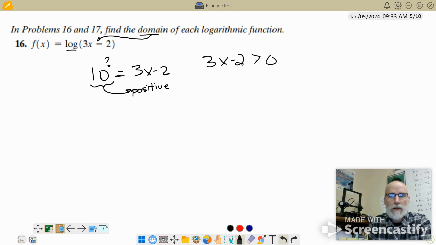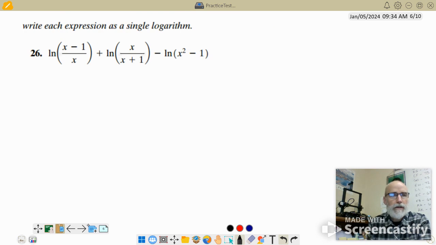That means 3x minus 2 has to be positive. So I move the 2 to the other side by addition, right? And then I divide by 3, and I end up with x has to be greater than 2/3. That's how you do these problems. You say what you're taking the logarithm of has to be positive, and then you try to solve that inequality. All right, number 26.